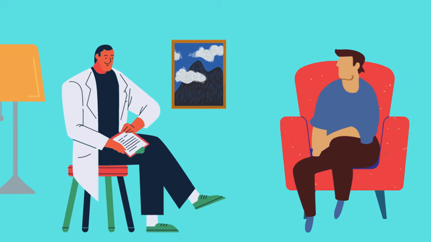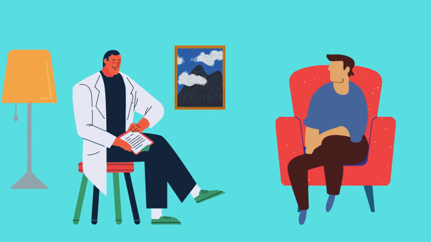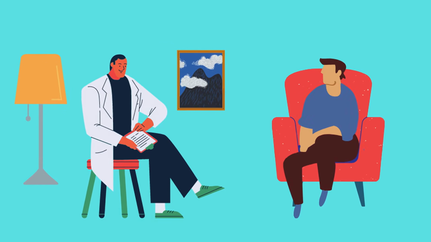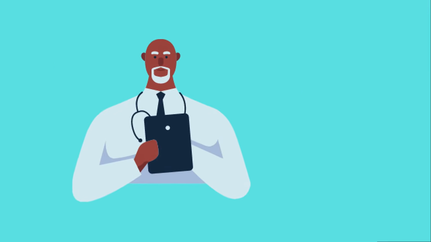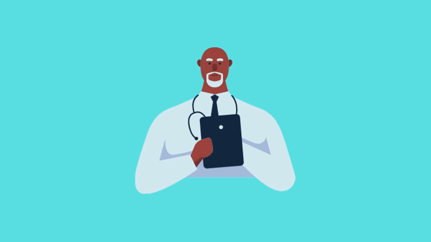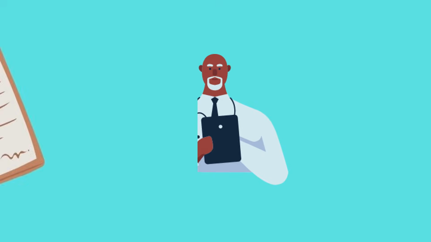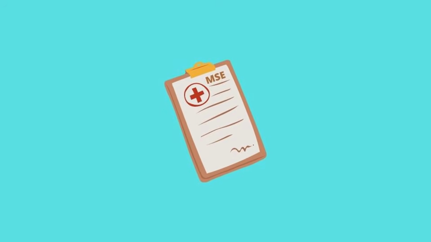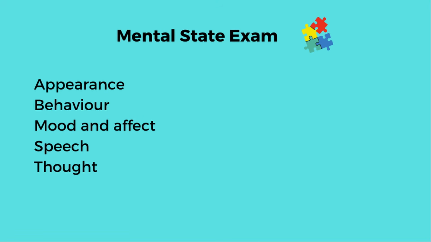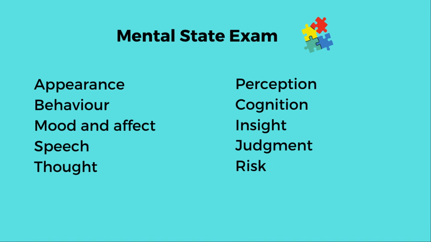How do you examine the mental status of a patient? The mental state examination is an important part of the psychiatric assessment. The examination involves observing and describing a patient's mental status at a given point in time under the domains of appearance, behavior, mood and affect, speech, thought process, thought content, perception, cognition, insight, judgment, and risk assessment.